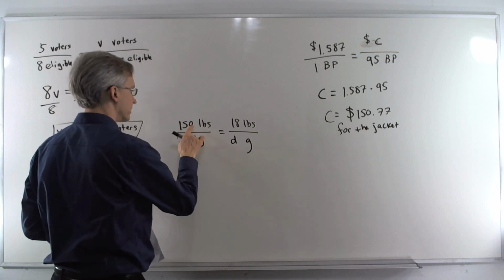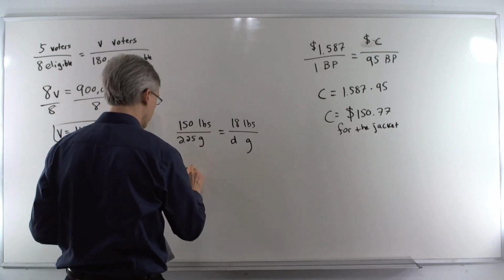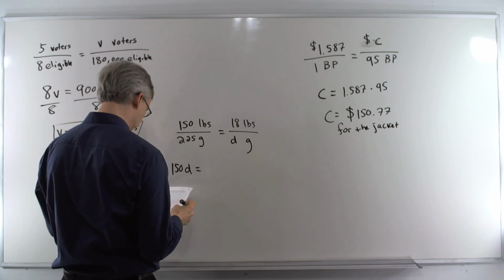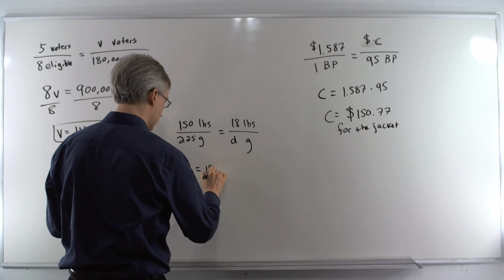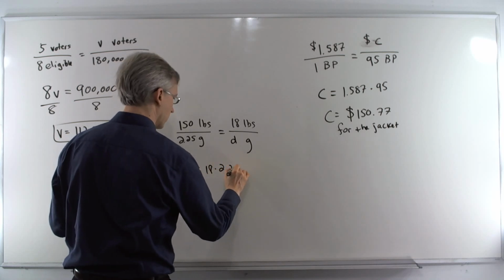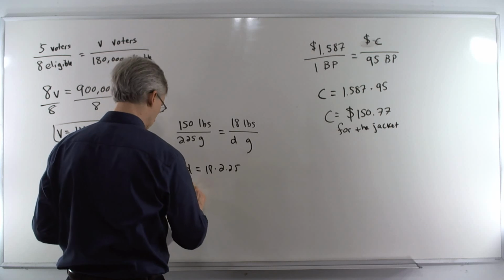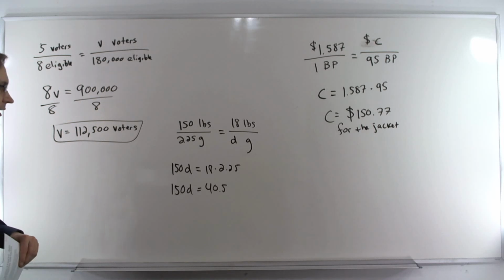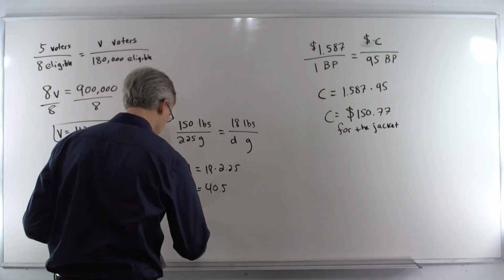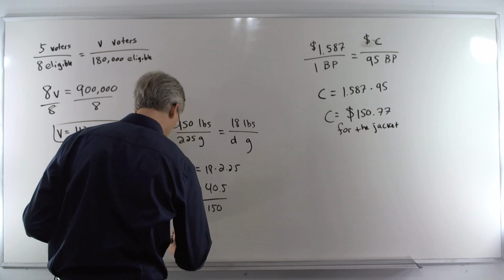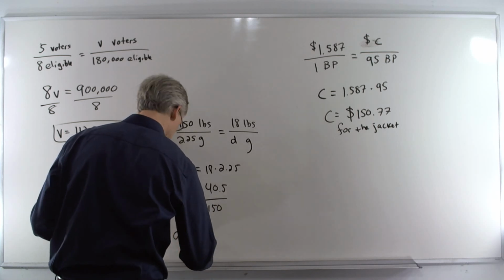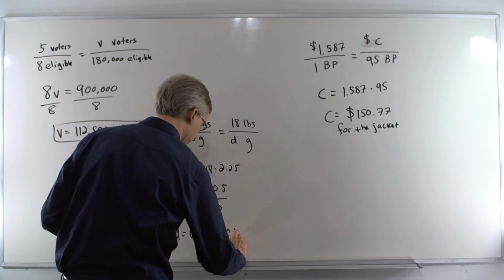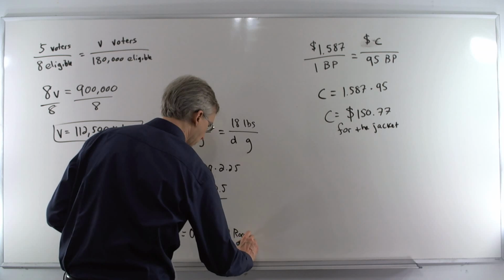Now we can cross multiply. D times 150, so that's 150D, equals 18 times 2.25, which is 40.5. We multiply those two out, we get 40.5. Now we'll divide both sides by 150, and D equals 0.27 grams of Rocephin.